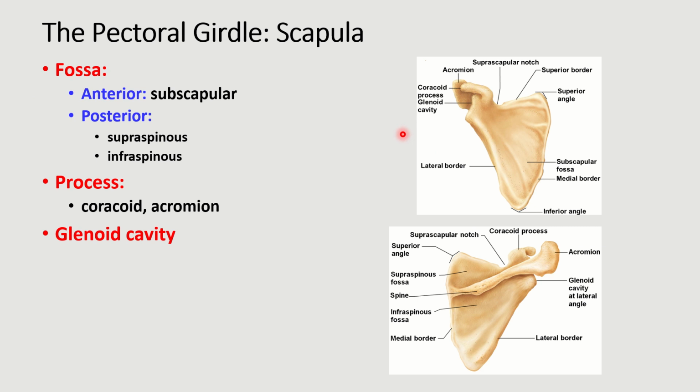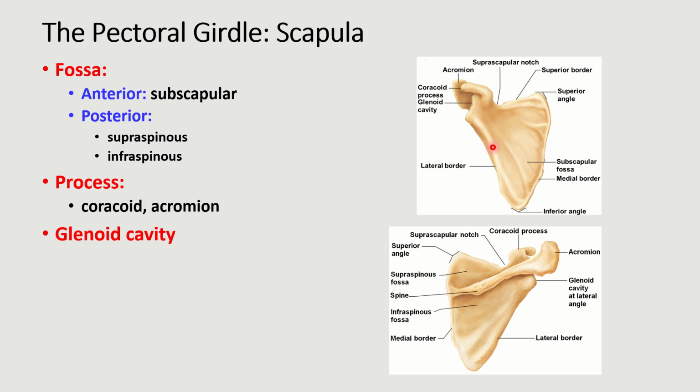Some of the bones in the appendicular skeleton, one is the scapula, so it's a triangular bone. It has 3 borders: superior, medial, and lateral. It has 3 angles: the superior, lateral, and inferior. The lateral one is really important because the glenoid cavity is located here, and the glenoid cavity is the one that articulates with the head of humerus.